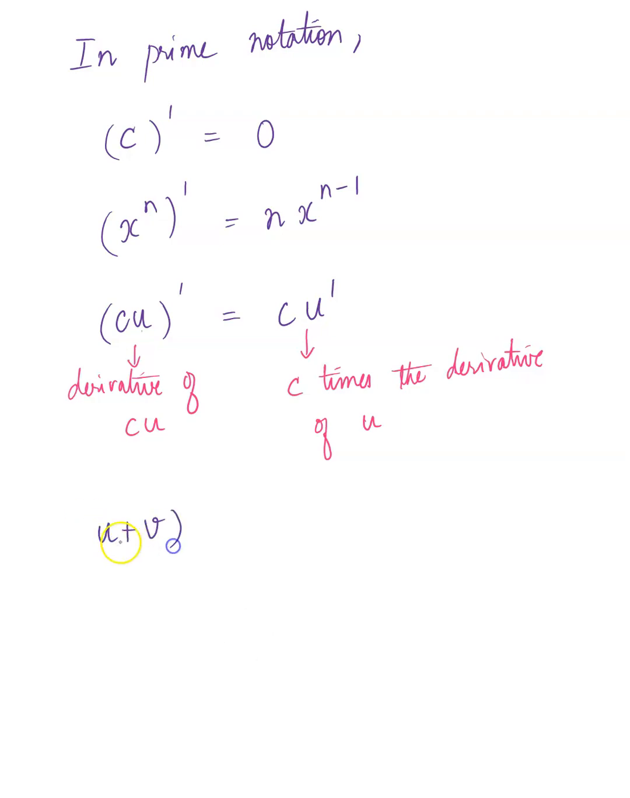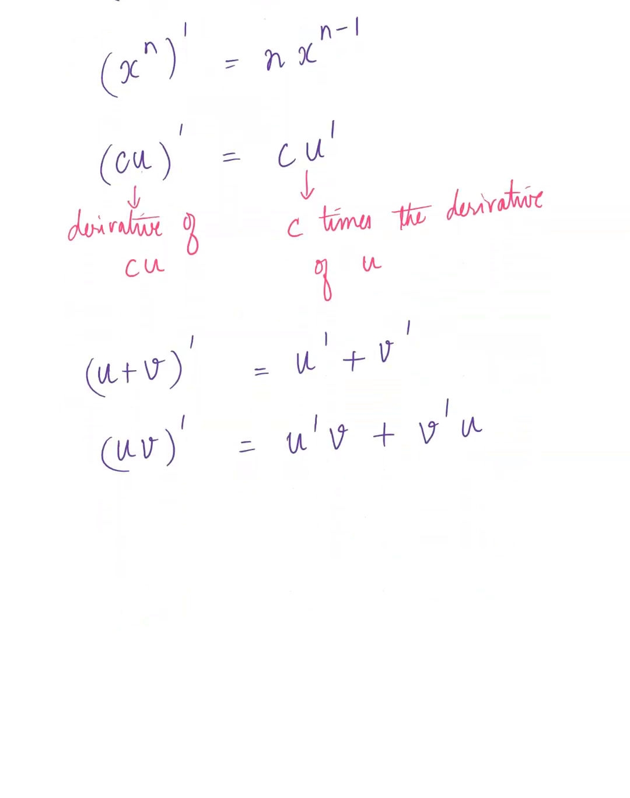So u plus v, if you took the derivative of the sum, it's derivative of u plus derivative of v. Derivative of uv is derivative of u times v plus derivative of v times u. So u prime v plus v prime u. I like the prime notation because it's just easy to remember for me. Okay. U over v prime will be u prime v minus v prime u all over v squared.